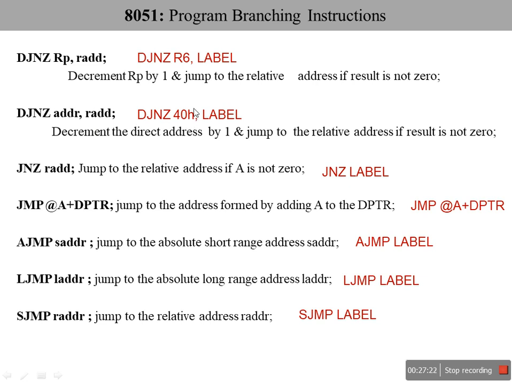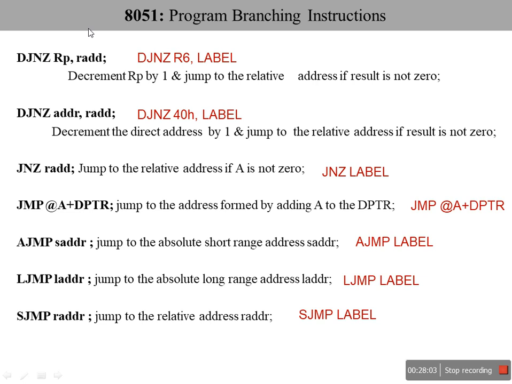Here, the content of the memory location pointed to by this address, for example, DJNZ 40H, label. The content of the memory location 40H will be decremented by 1 and control goes to the label if it is not 0. Similarly, JNZ relative address: jump to the relative address if the accumulator is not 0. Jump if not zero or jump if zero, JZ relative address. Here the default register is the accumulator. If the content of the accumulator is not 0, then control goes to the label with JNZ.